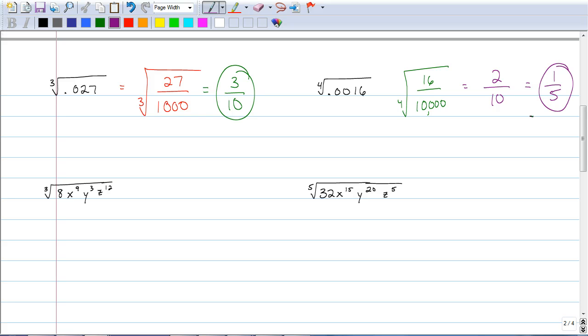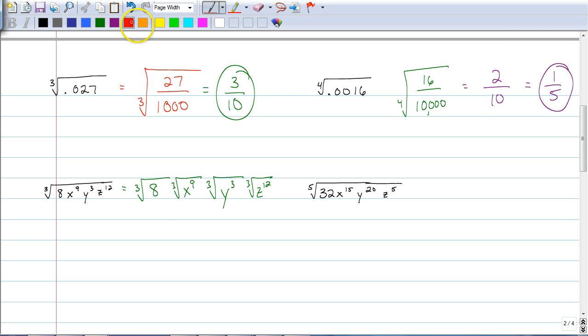Let's look at another type of example. Here I have the cubed root of 8 x to the 9th y cubed z to the 12th. What I'm going to do here is break this up. You don't have to write this down like this every time, but sometimes it makes it easier, especially at the beginning. We're going to take the cubed root of everything. The cubed root of 8, the cubed root of x to the 9th, the cubed root of y cubed, and the cubed root of z to the 12th. Everything is going to have a cubed root taken of it.